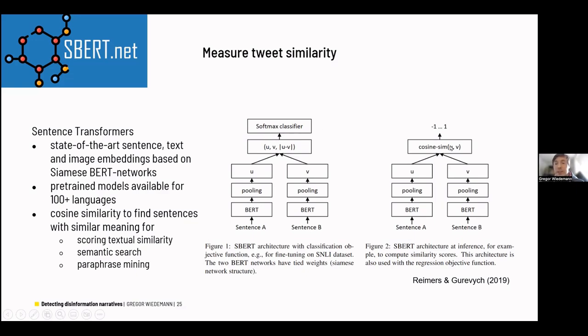And in the end, we can use this whole architecture in the prediction step to just get the embeddings out of the pre-trained model and compute a cosine similarity on these two computed embeddings. And this gives us a score of -1 to 1, which indicates the similarity of two sentences.